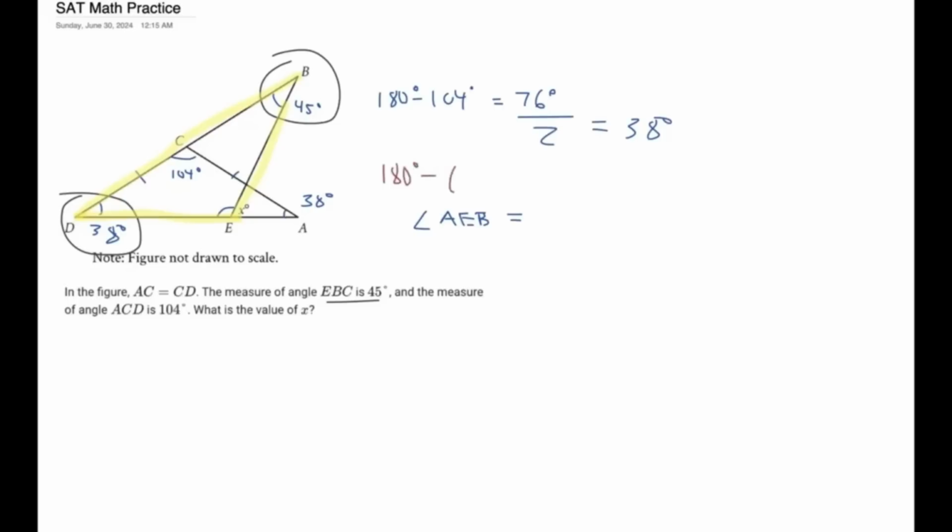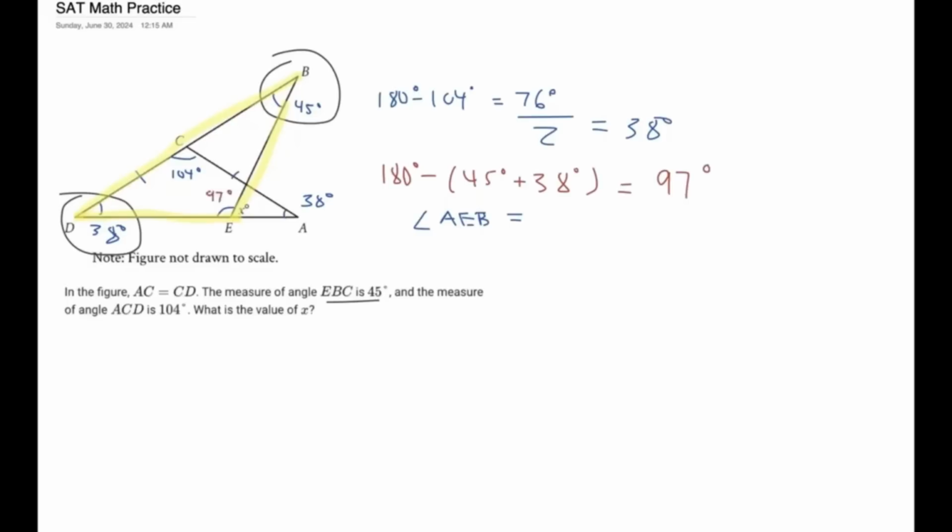So if we found two of the angles, 45 degrees and also 38 degrees, then we can find the last value. And this last value, let's do some quick maths. I think that is 97 degrees. Okay, so angle E is 97 degrees.